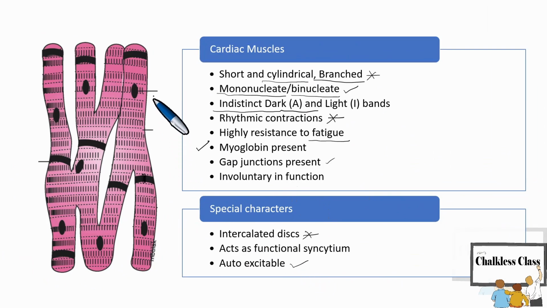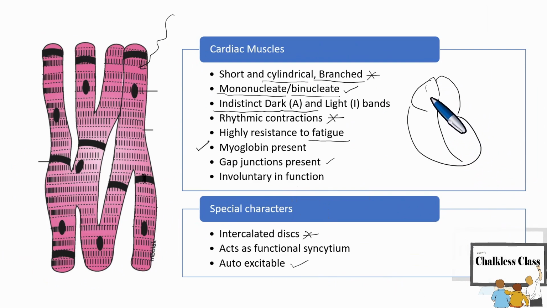They do not need a stimulus from outside for contraction. These muscles automatically generate the contractions and relaxations. For example, let us take the heart. This is the heart. You know that the heart has four chambers, two atria and two ventricles.